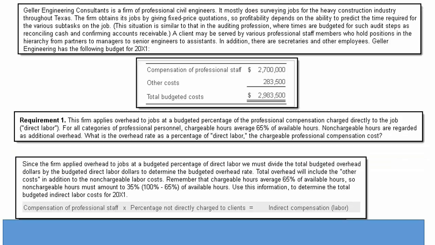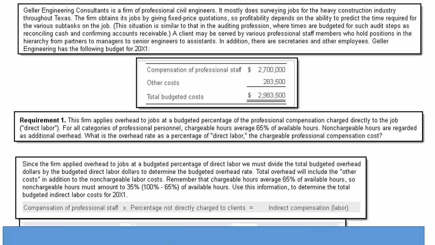Okay, and here's how we approach this. If you see on the screen right here, it says, since the firm applied overhead to jobs at a budgeted percentage of direct labor, we must divide the total budgeted overhead dollars by the budgeted direct labor dollars to determine the budgeted overhead rate. Total overhead will include the other costs in addition to the non-chargeable labor cost. Now, remember that chargeable hours average 65% of available hours, so non-chargeable hours must amount to 35%, right? 100% less the 65% of the available hours. And if we use this information, we can determine the total budgeted indirect labor cost.